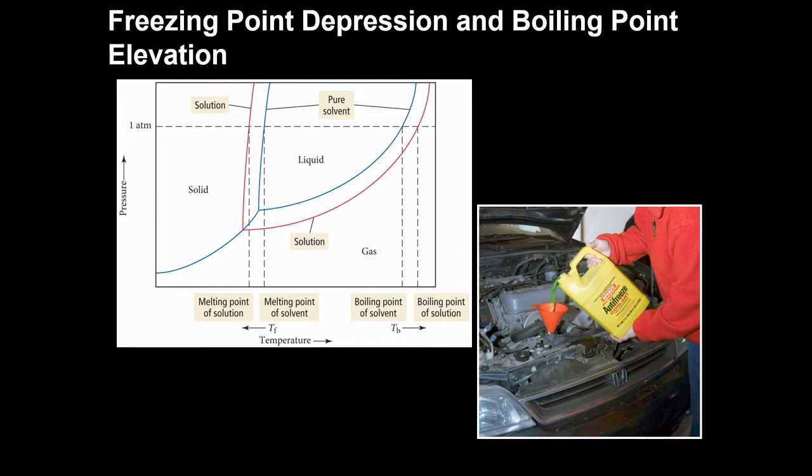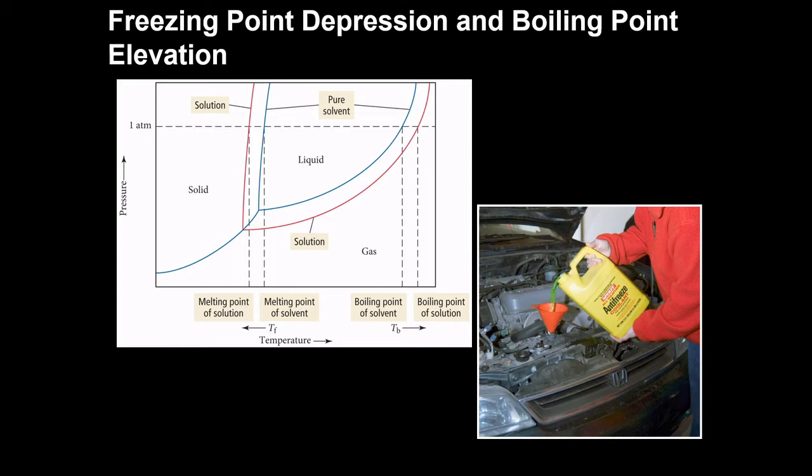If you have a hard time remembering which one goes up and which one goes down, which one is elevated, which one is depressed, the easiest way I know to remember it is that the one that is higher goes higher, and the one that is lower goes lower. They don't work opposite in that sense. The total area in which the liquid exists increases. So you go to higher temperatures on the high end and lower temperatures on the lower end.